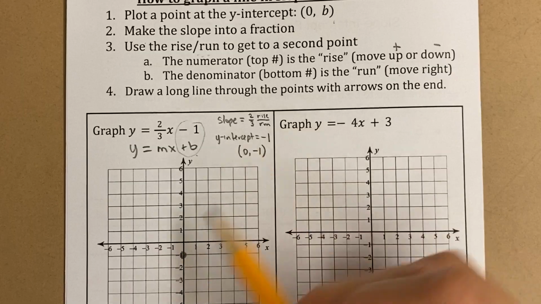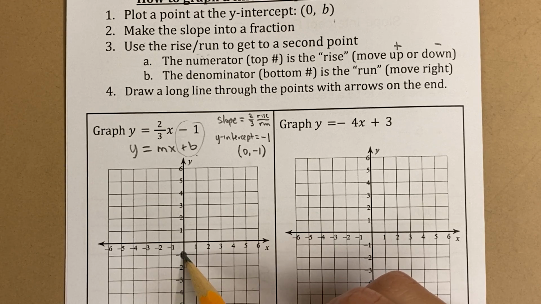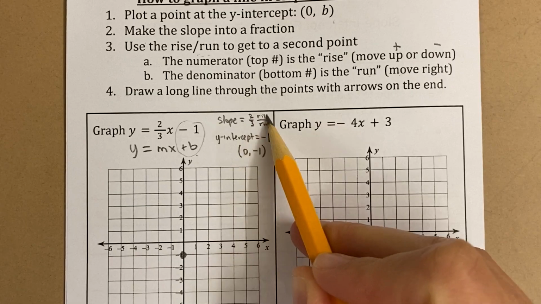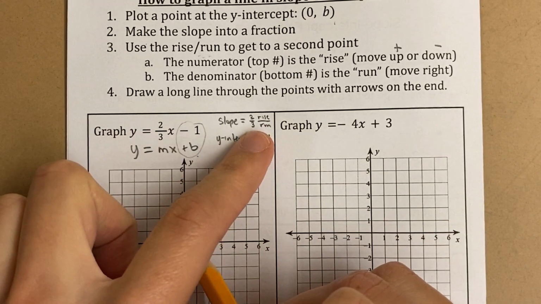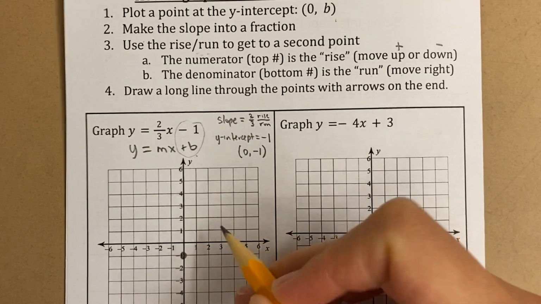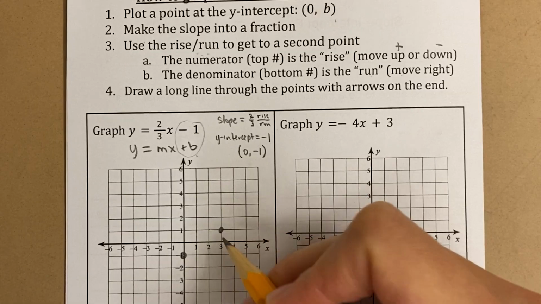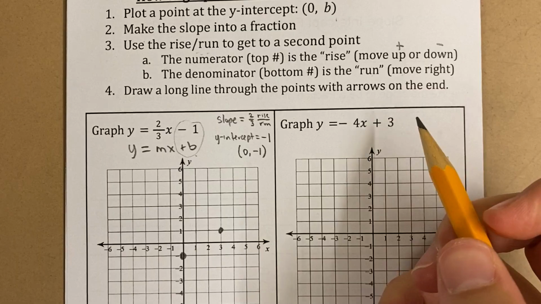Okay, so I'm going to start here, right? Now here's the key. I'm going to start here. I'm going to go up 2, because the rise is +2. 1, 2. And then I'm going to go to the right 3, because the run is 3. 1, 2, 3. And that is my second point. Okay? And then I'm going to draw a line through those points.